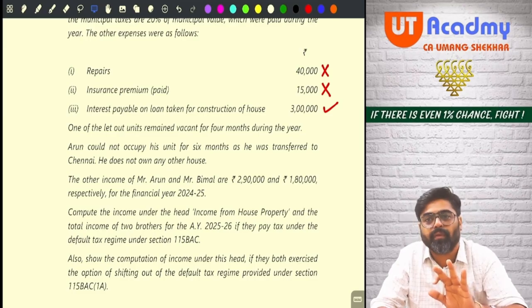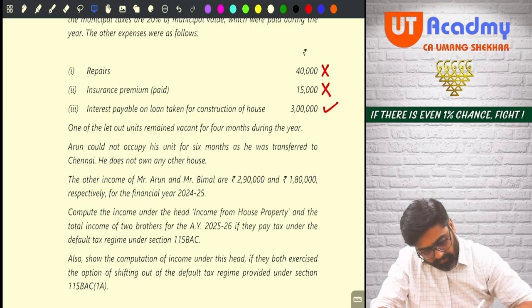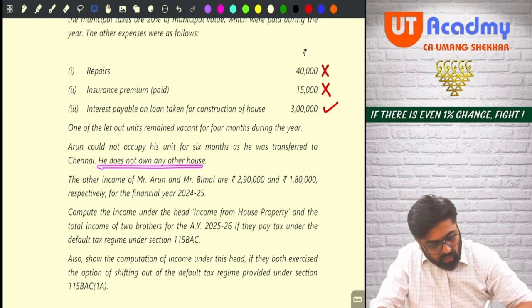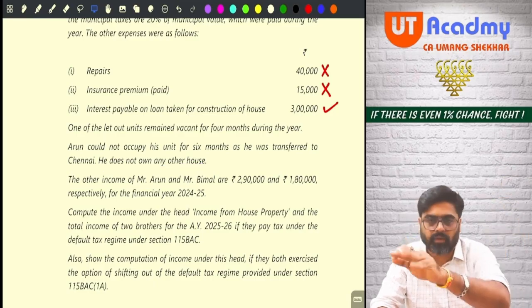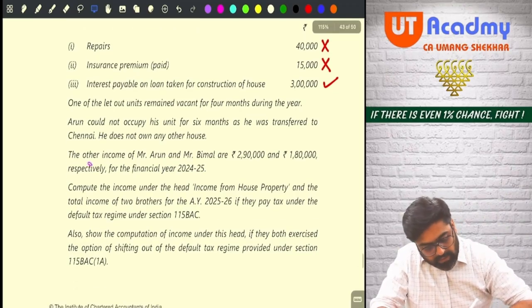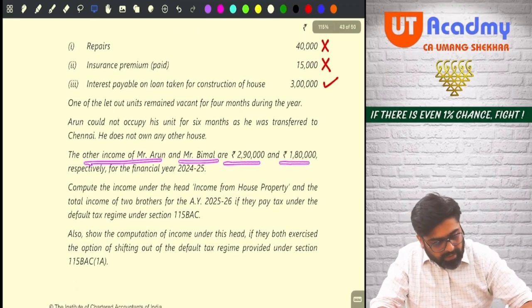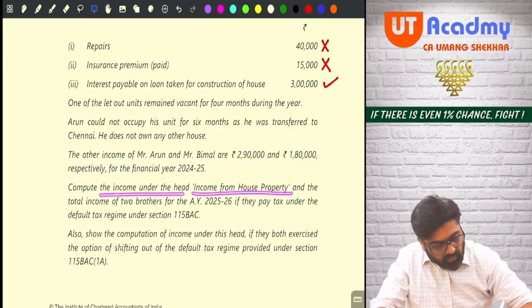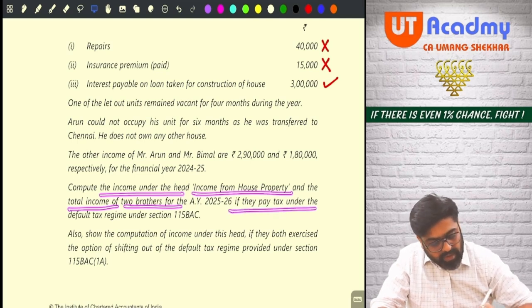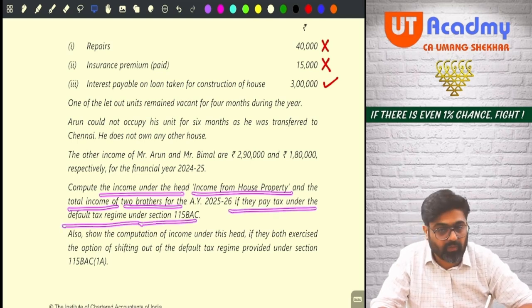Okay? Everyone, pay attention. Now, he does not own any other house, meaning that Arun does not own any other house except for this SOP portion. The other incomes of Arun and Bimal are 2,90,000 and 1,80,000 respectively. Compute the income under the head income from house property and the total income of two brothers if they pay tax under the default tax regime under 115BAC.